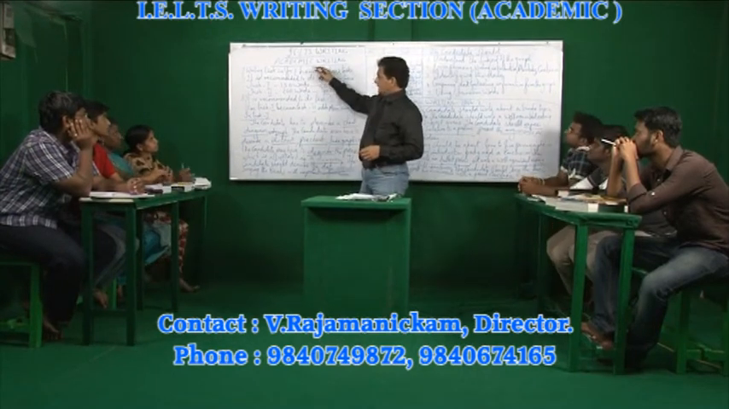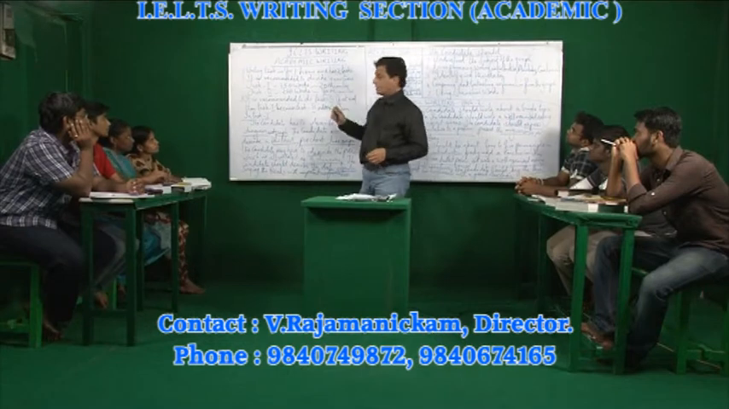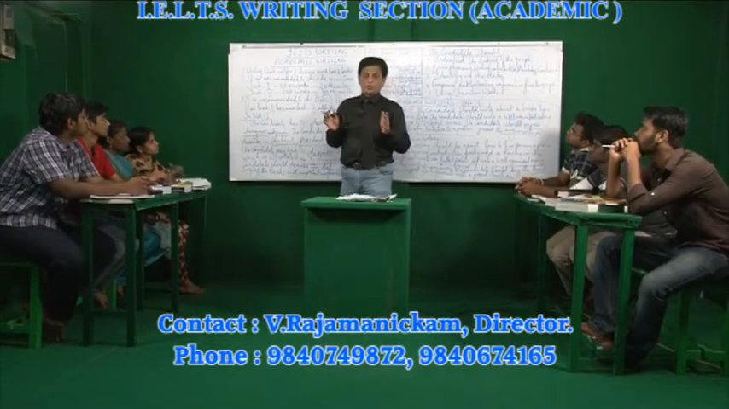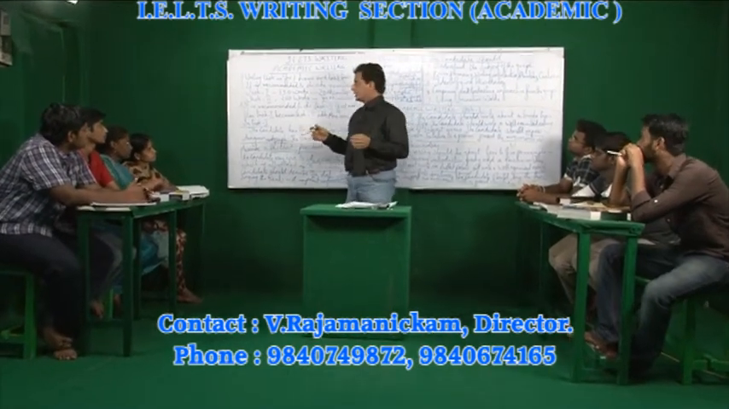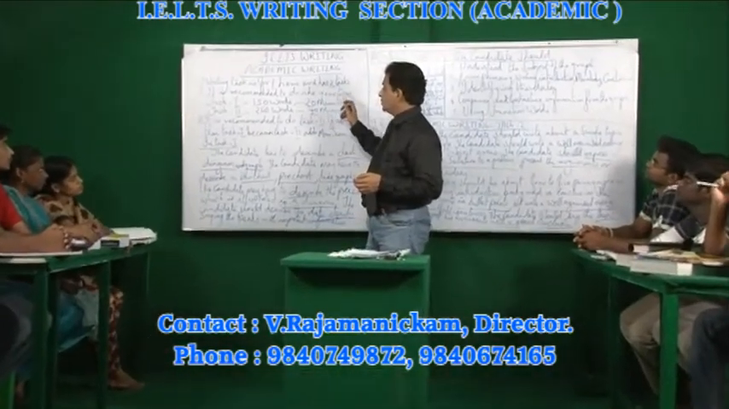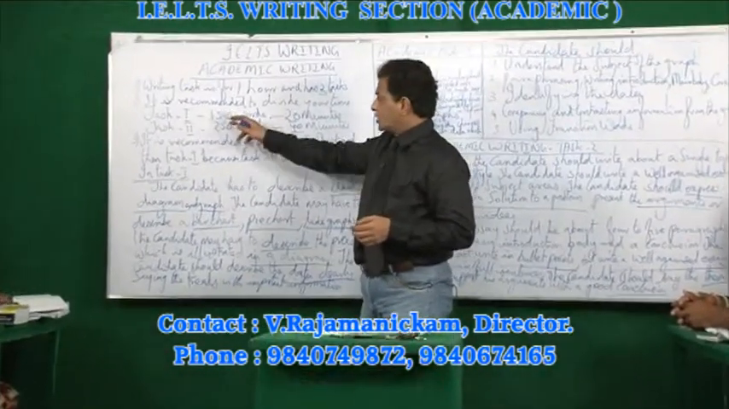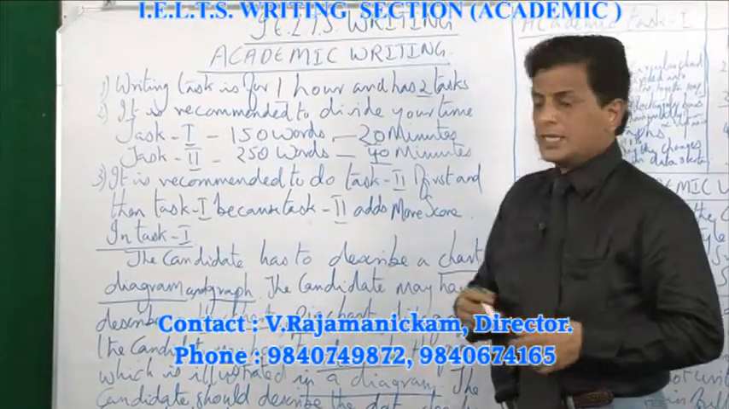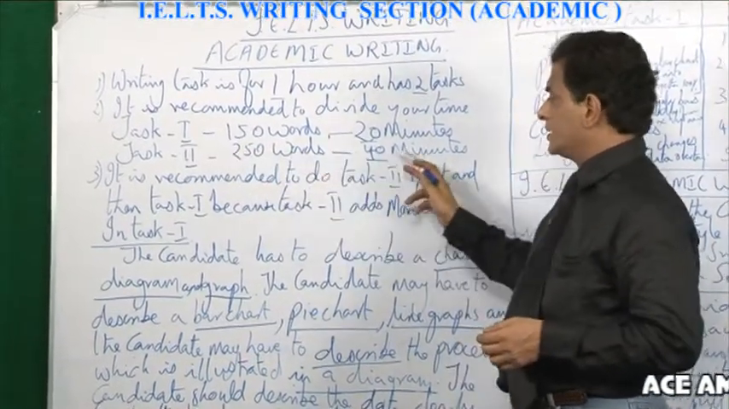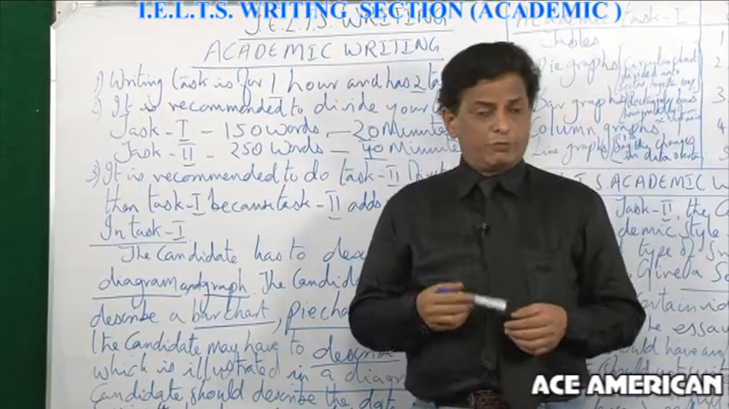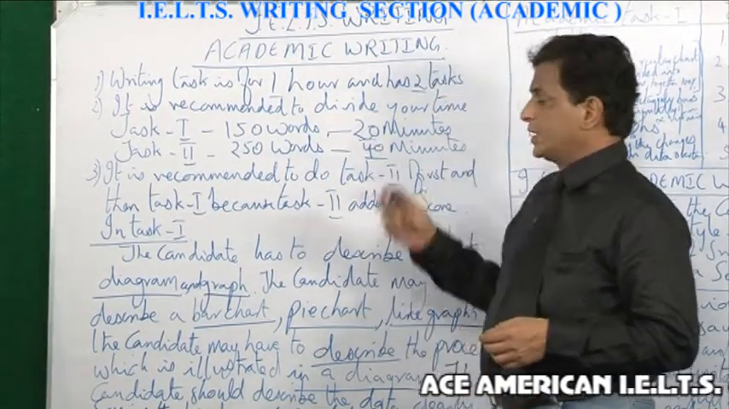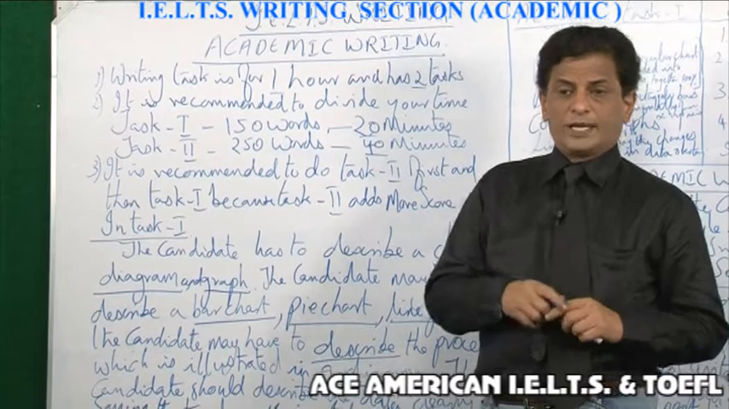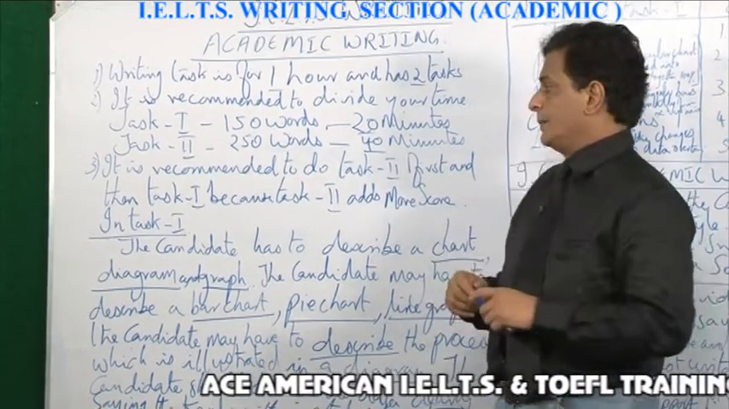So, the writing test is for 1 hour and has 2 tasks. Within 1 hour you have to finish 2 tasks. What are the 2 tasks? It is recommended to divide your time. For task 1, you should write 150 words within 20 minutes. For task 2, you should write 250 words within 40 minutes. So, 40 plus 20, it is 1 hour. Within 1 hour you have to write task 1 and task 2.